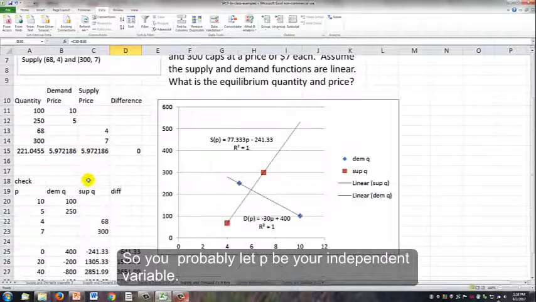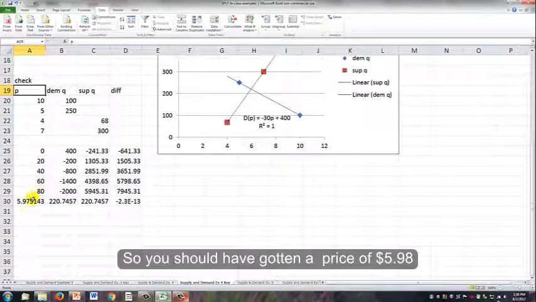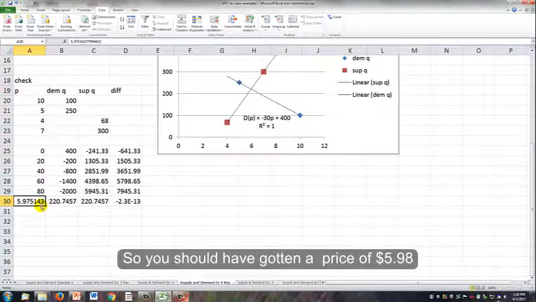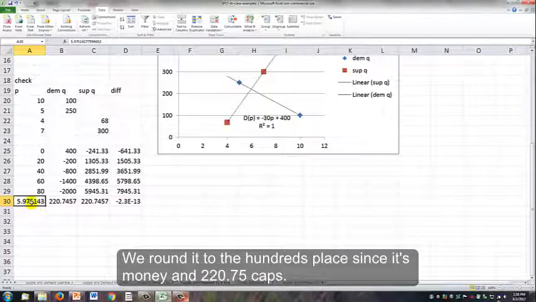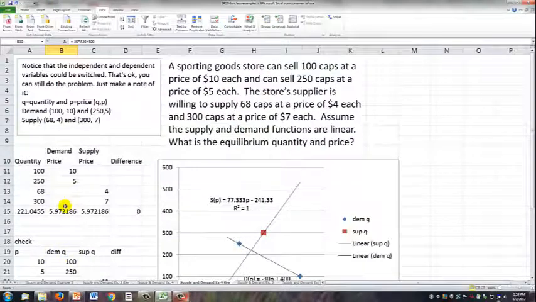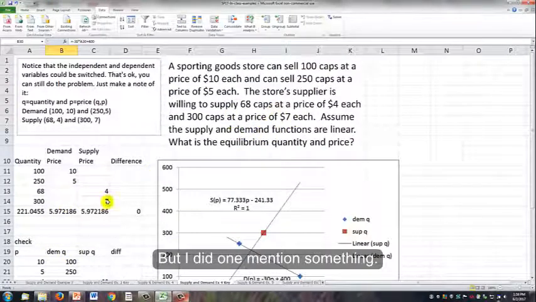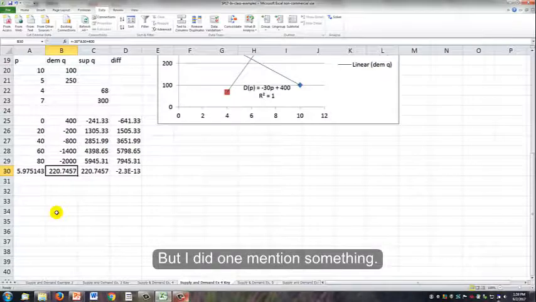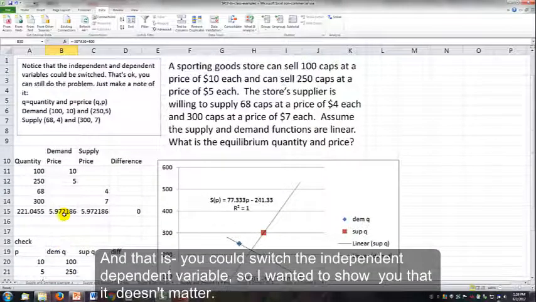So you probably let P be your independent variable. So you should have gotten a price of $5.98. We round it to the hundredths place since it's money, and 220.75 caps. But I did want to mention something, and that is you could switch the independent and dependent variables.